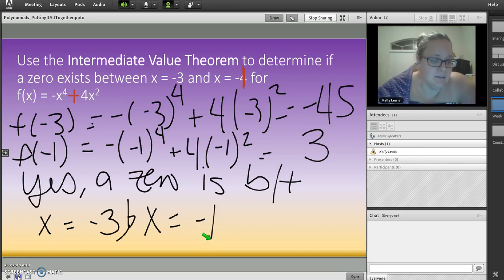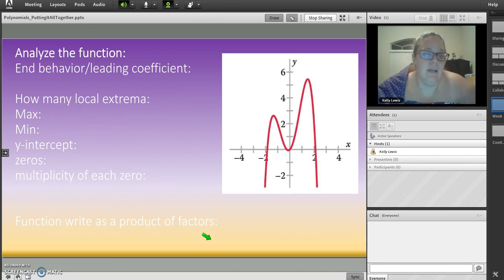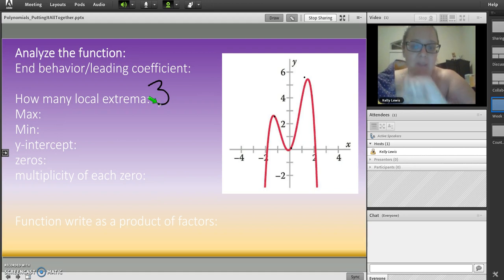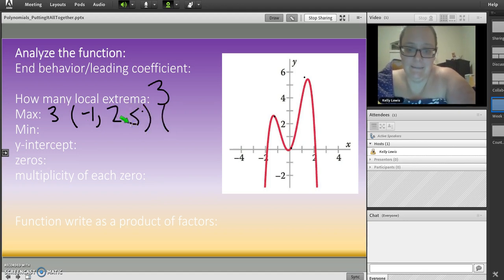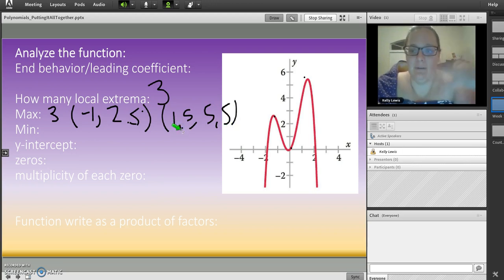All right, let's look at this here. Okay, so local extrema just means the minimum and the maximum. So there are 1, 2, 3 of them. There are 2 maximums, and they are at, we're going to kind of estimate, negative 1, comma, 2.5. And 1.5, comma, 5.5. I just want you to practice what a minimum looks like, what a maximum looks like.